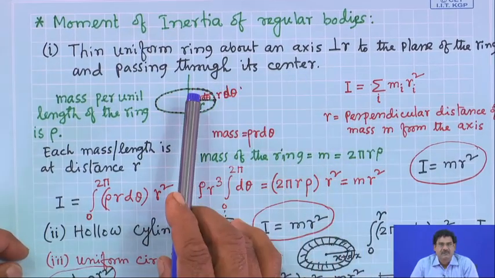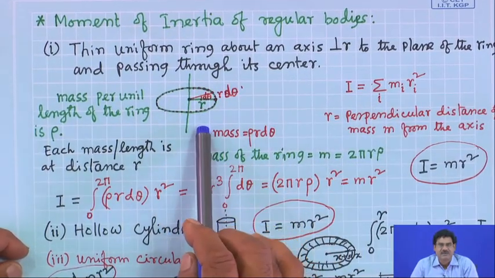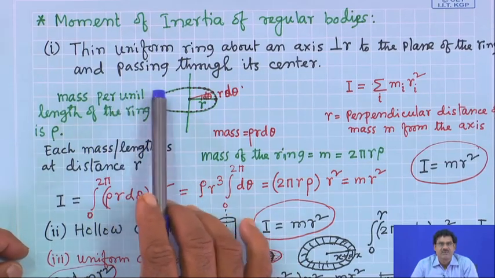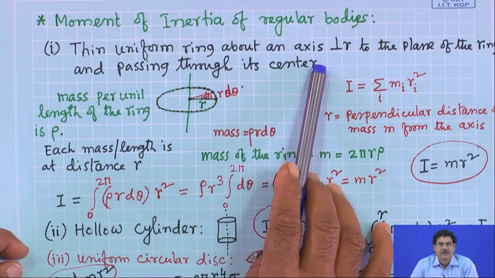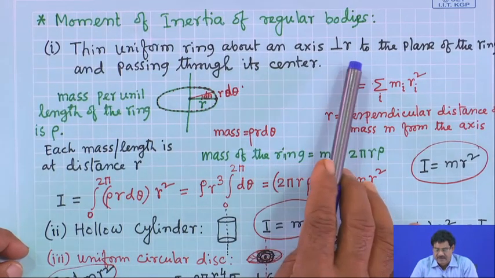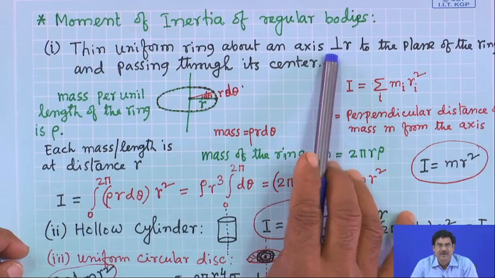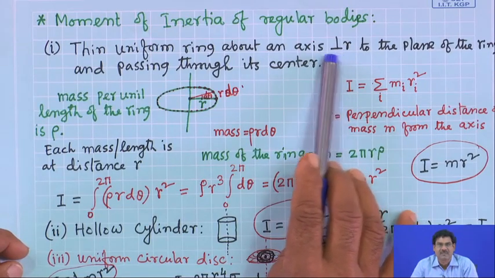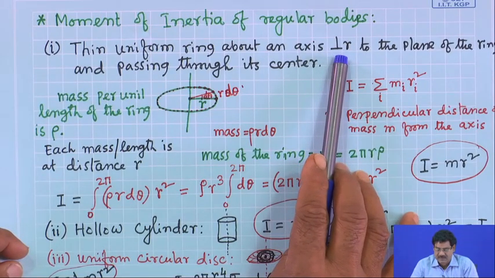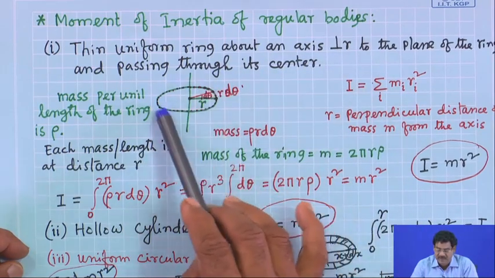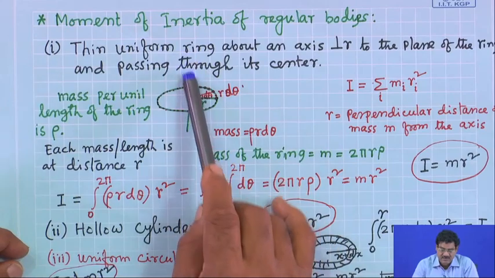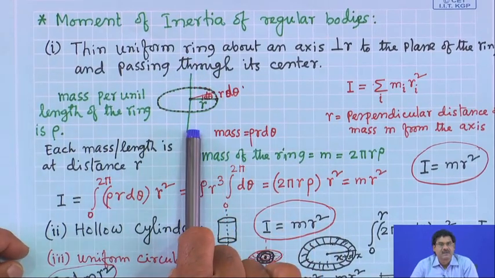So, let us see some simple calculation. If you have a thin uniform ring about an axis which is perpendicular, so this is the symbol of perpendicular. This axis is perpendicular to the plane of the ring, and passing through the center of the ring.